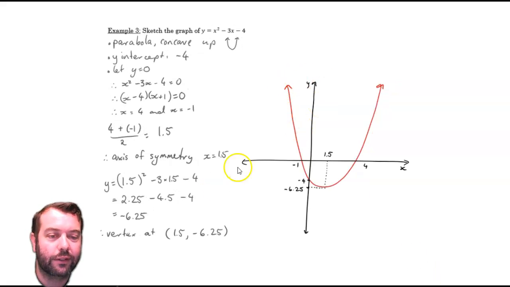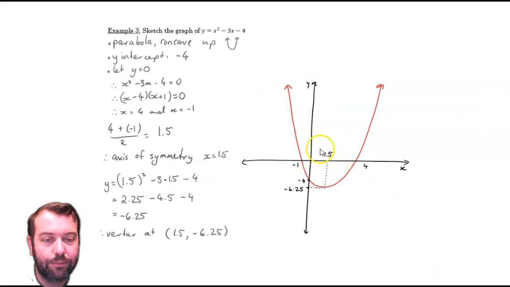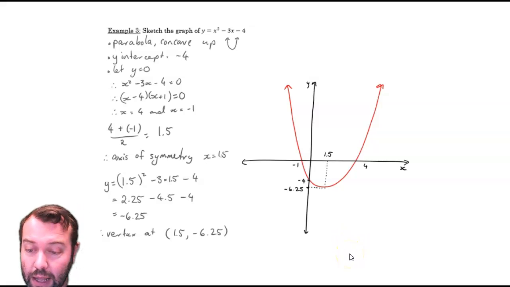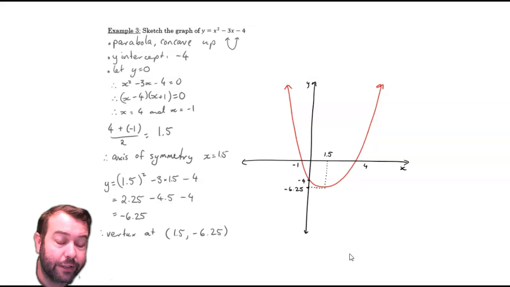So there we go. We've got these things. My x and y axes go in. I label my y-intercept at -4. My x-intercepts were at -1 and 4. My vertex, which I've indicated this way, was at 1.5, -6.25, and that all lines up pretty well. And that is our parabola sketched.